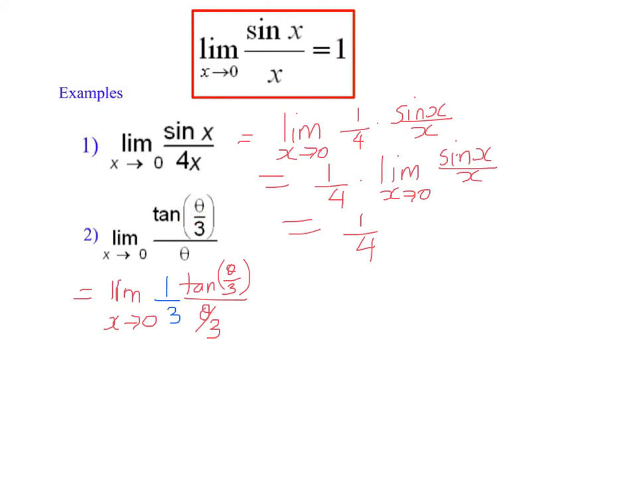And then what we can do is just move that third out the front of the limit, just how we moved the 1/4 out the front in the first question. So we're going a third times the limit as x approaches 0 of tan theta over 3 over theta on 3. And then you can see that this is equal to 1. So we've got a third times 1, which is just a third.